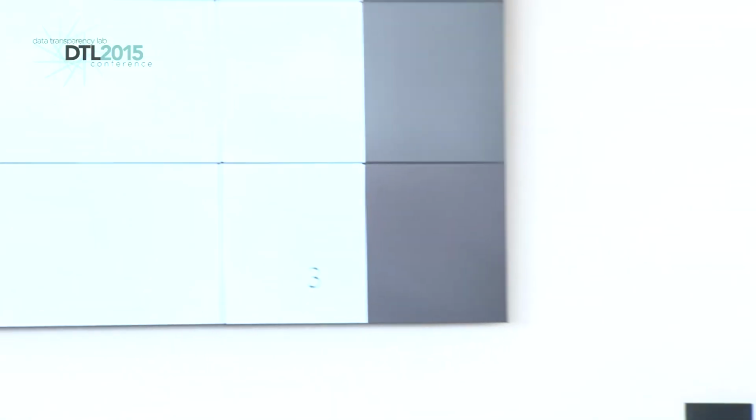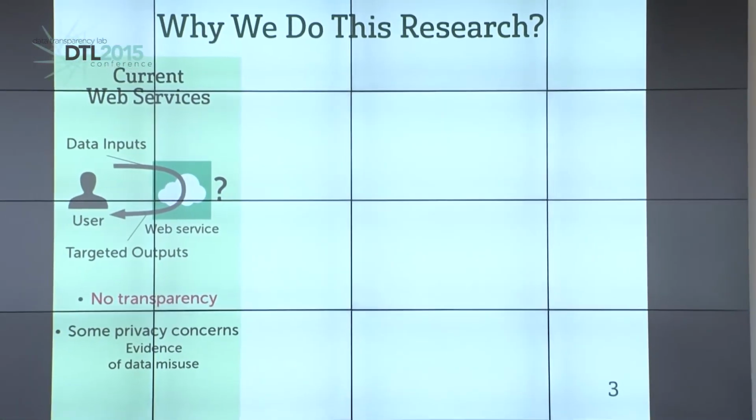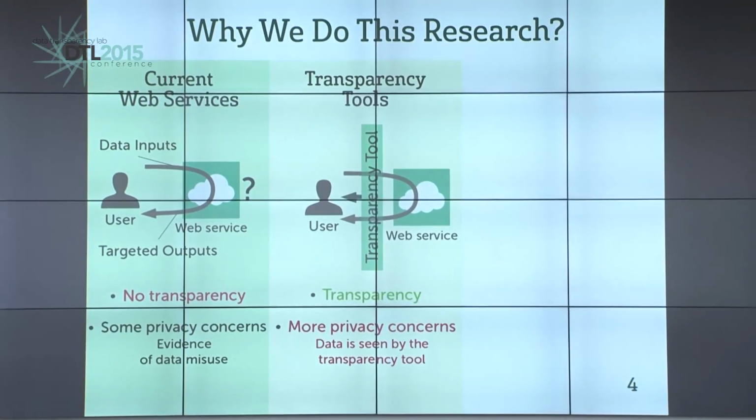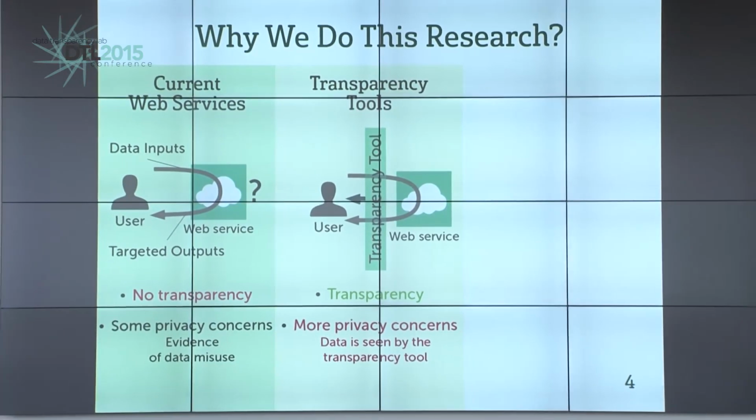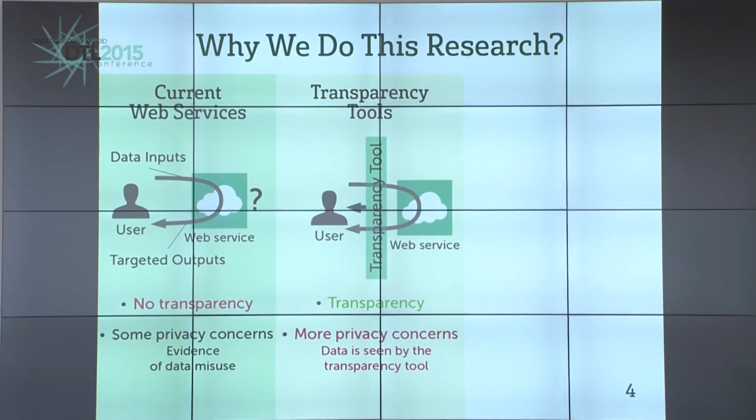The problem here is that there is no transparency, and there has been some evidence of data misuse. Some companies are targeting you with ads based on your really private data. To address this issue of web services being opaque, transparency tools were developed. Transparency is great, but there are even more privacy concerns here, because currently for a transparency tool to work, you need to give it access to all your data. That means you need to give your Gmail password if you want to know how Google targets ads to you.